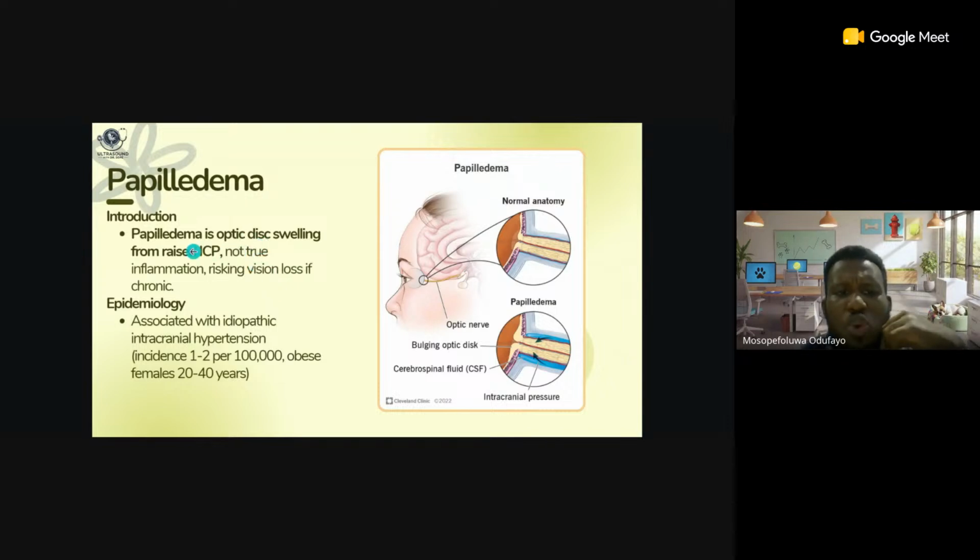Papilloedema is optic disc swelling from raised ICP. It is not true inflammation, risking vision loss if chronic. Associated many times with idiopathic intracranial hypertension. So what happens is the optic disc swells. Optic neuritis can also present, again, with a swollen optic disc. So these are two differentials. You have to find out what the symptoms are to be able to know exactly which is which. Is that okay?